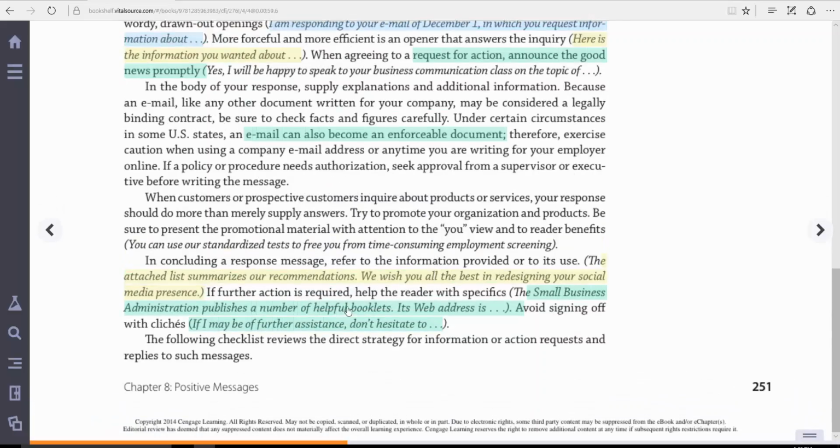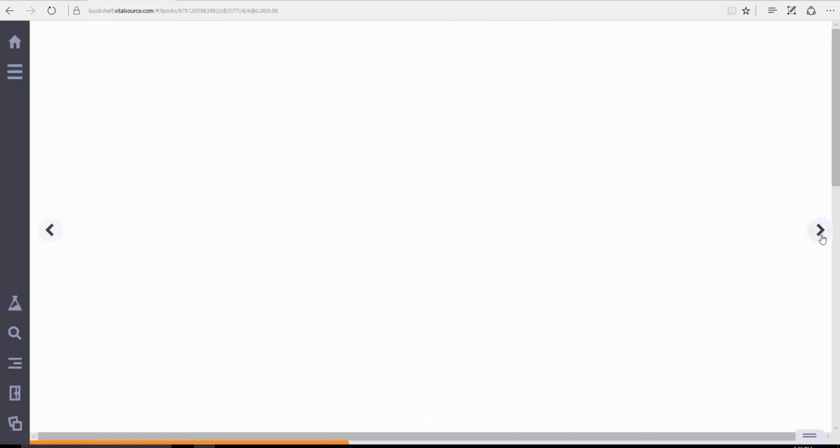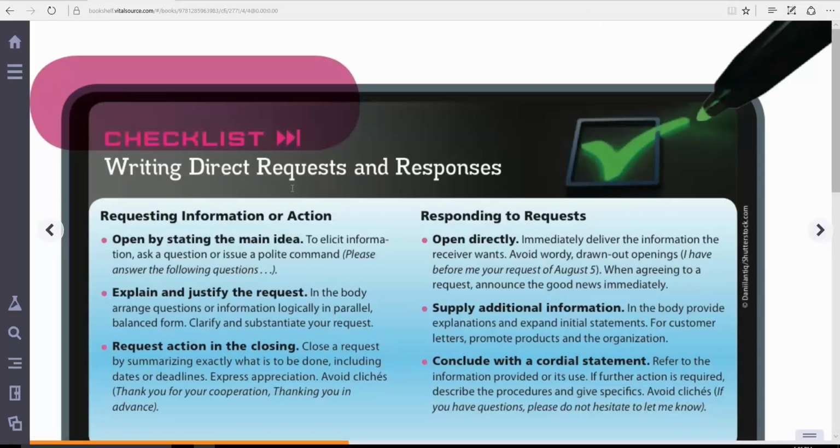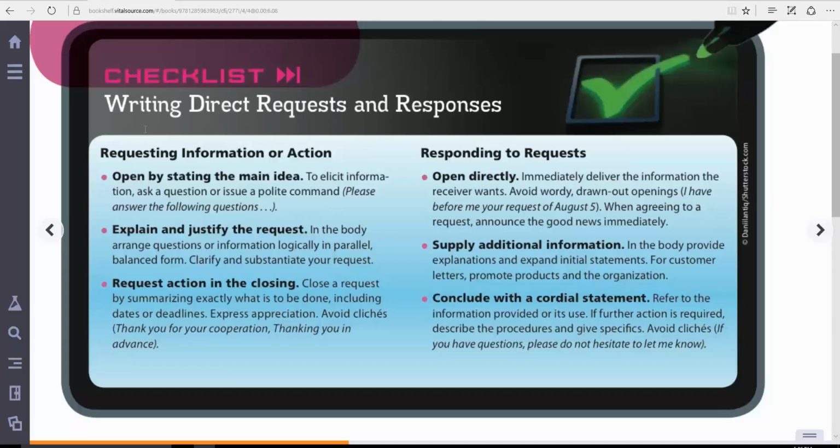The following checklist reviews the direct strategy for information or action requests and replies to such messages. Okay, now, here's the checklist. This is what I've been saying all along, is to pay attention to the graphics. They are really a big help.